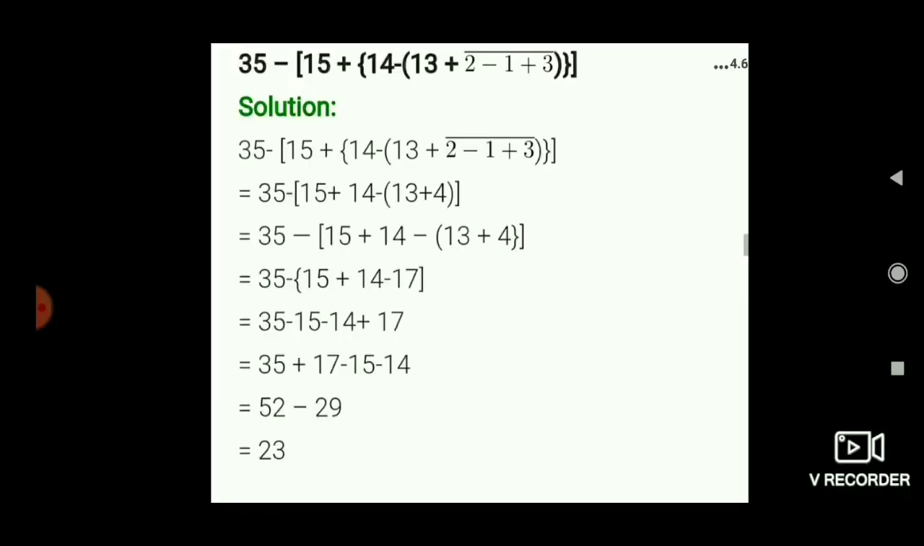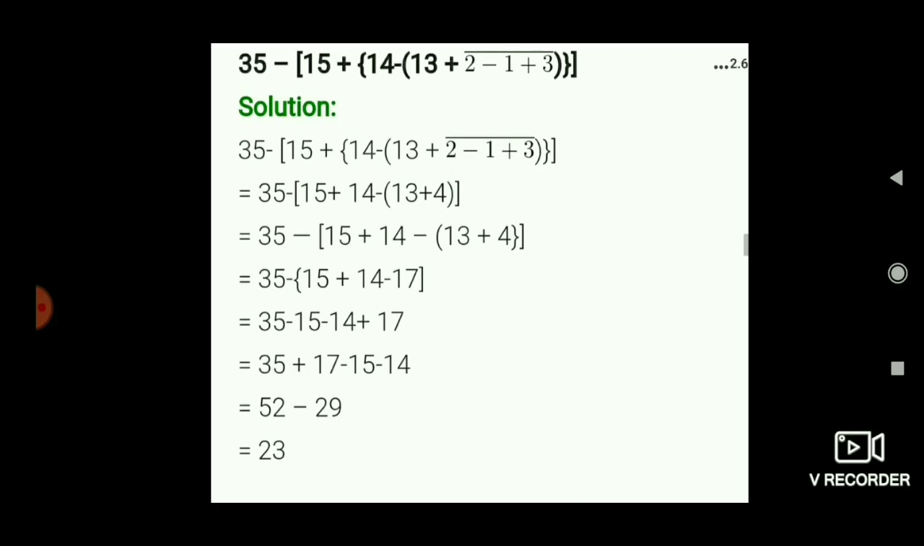In this question, the rule of BODMAS is valid. First of all, we have to reduce the terms that are under the vinculum. In this question, 2 minus 1 plus 3 is under the vinculum. So on solving it, we will have 2 minus 1, that is 1, plus 3, which is equal to 4, which is written in the second step. On adding 13 and 4, we will have 17.